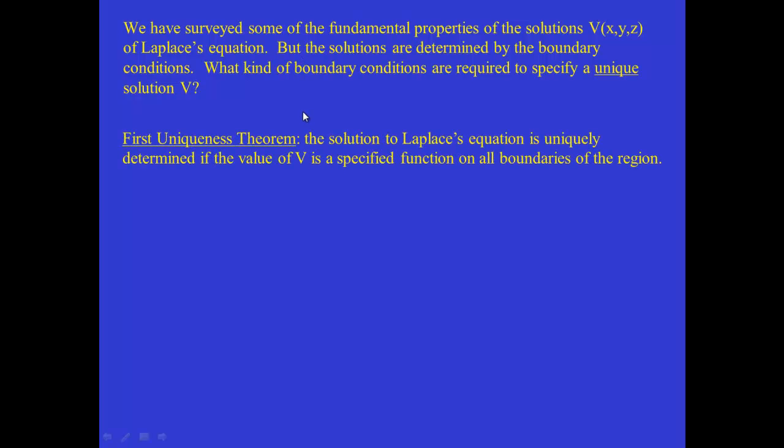And it's very easy to prove two uniqueness theorems. The first uniqueness theorem says that the solution to Laplace's equation is uniquely determined if the value of v is a specified function on all the boundaries of the region. There could be special cases where v would simply be a constant, or even 0, on all boundaries of the region. But we don't have to have that, as long as v is a specified function, so that picking any point on the boundary, we know the value of v. As long as that's true, then we know there are unique solutions to Laplace's equation.